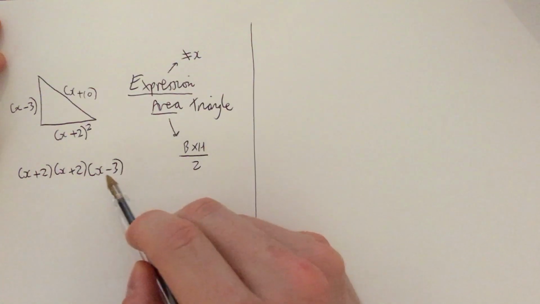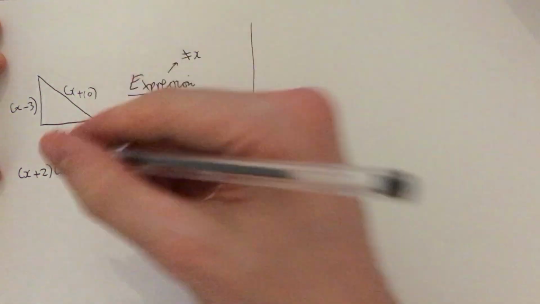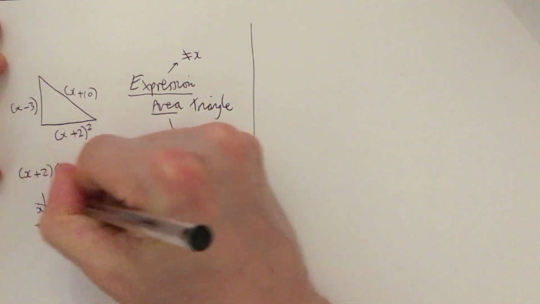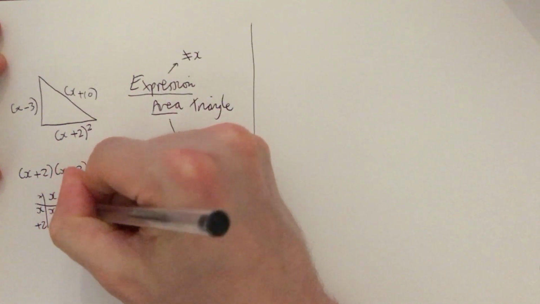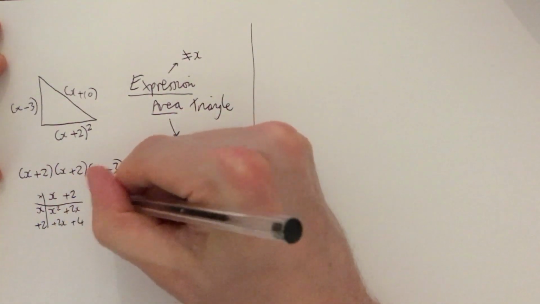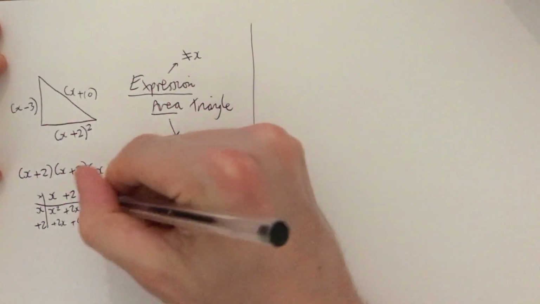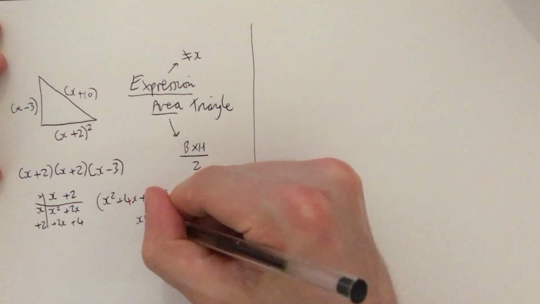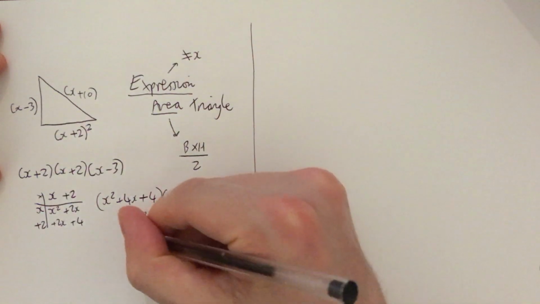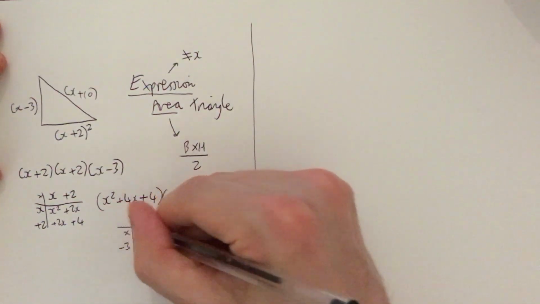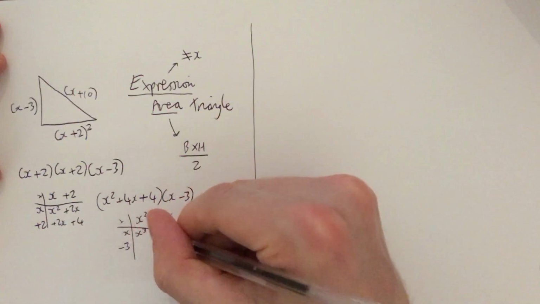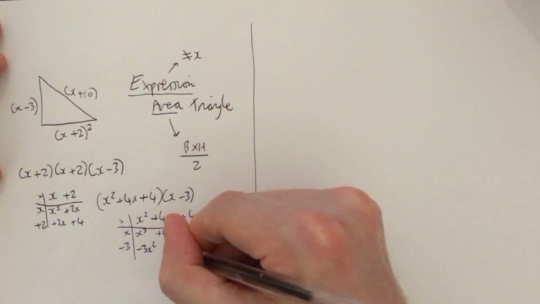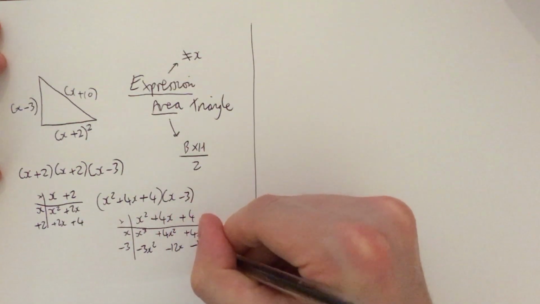Now, this should be very straightforward for us because we did it during the fluency, but just really briefly, I'm going to run through that. X plus 2, x plus 2, multiply them: x squared plus 2x plus 2x plus 4, x squared plus 4x plus 4. So that's the first answer, and I multiply it by the height now. So x squared plus 4x plus 4, and then x minus 3. So it's going to be x cubed plus 4x squared plus 4x minus 3x squared minus 12x minus 12.